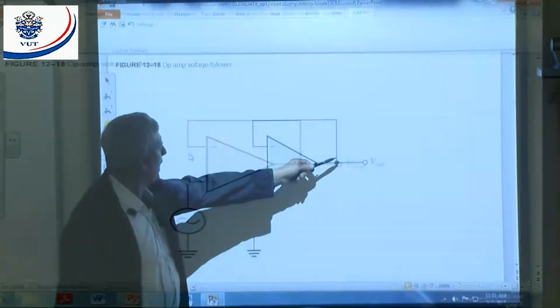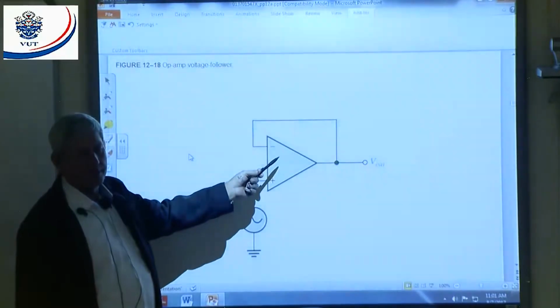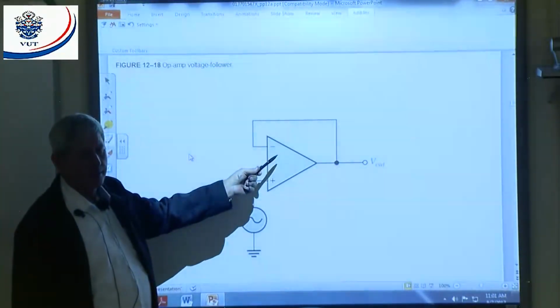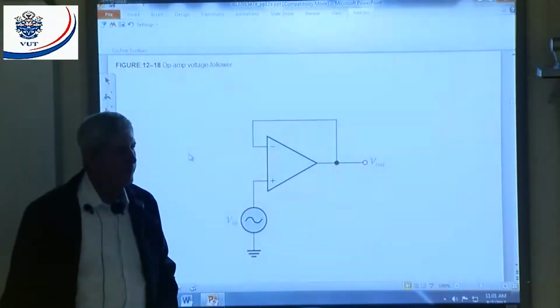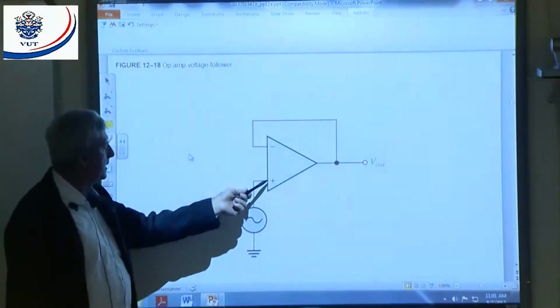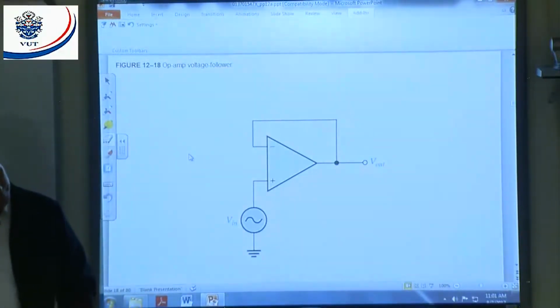We take from the output to where? To my inverting input. Is that negative or positive feedback? That's negative feedback, from the output to my inverting input. My input is here at my non-inverting input.